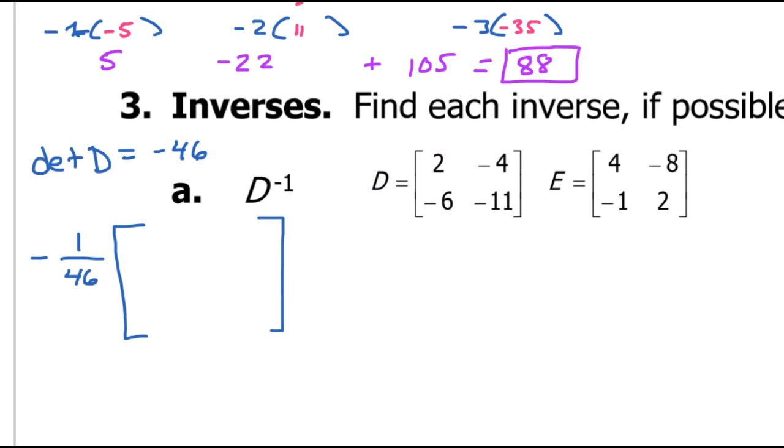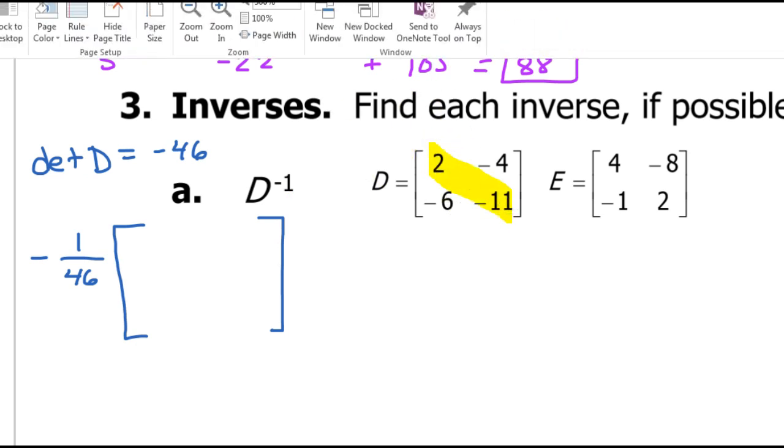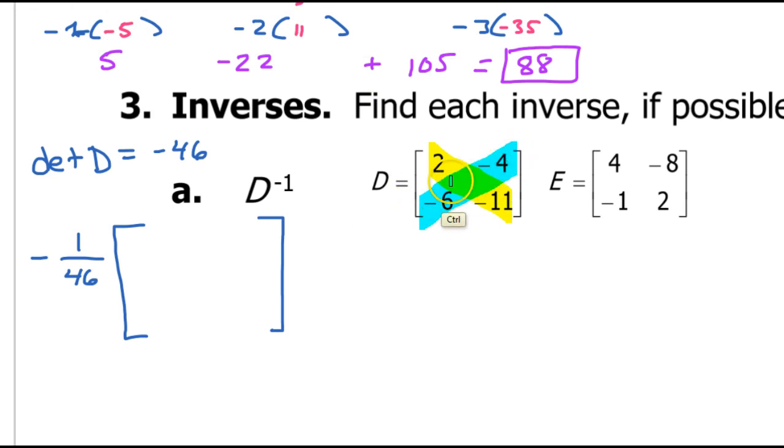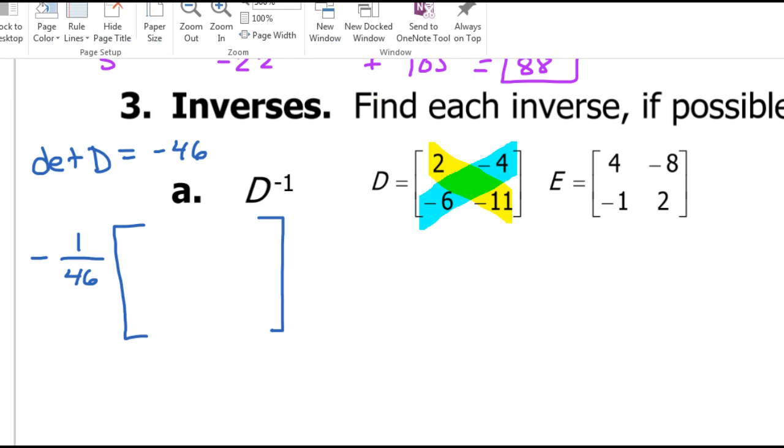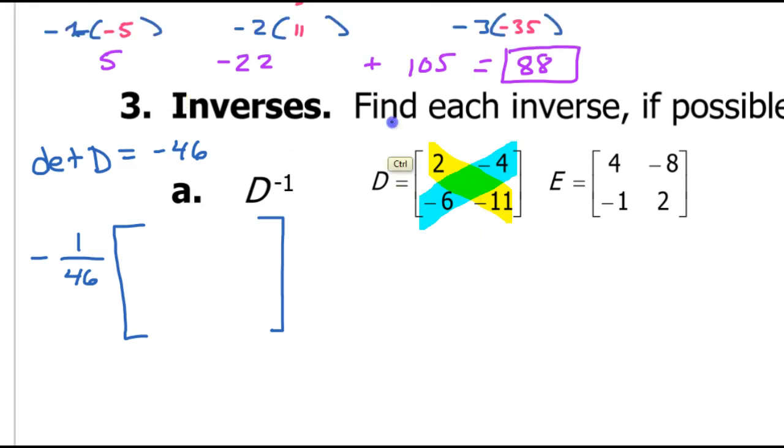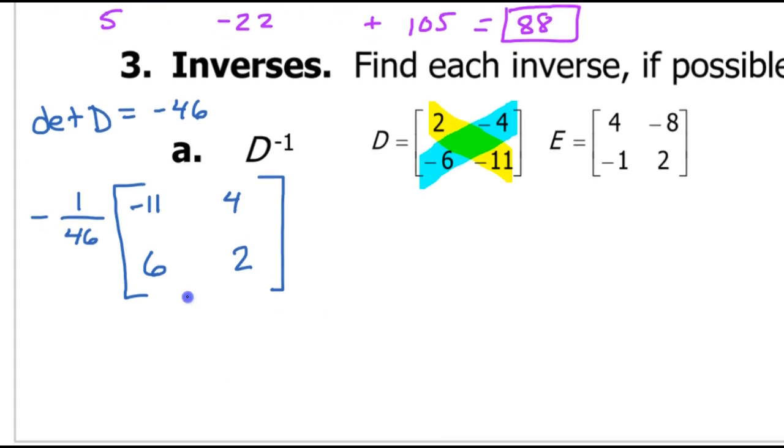Okay, so looking at matrix D, again, I'm talking about the down diagonal and the up diagonal, as I often do. So when I say reverse, I'm talking about reversing the down diagonal. And when I say negate, I'm talking about negating the up diagonal. So reversing the down diagonal means putting negative 11 here and positive 2 here. When I say negate, I'm just changing the signs. So negative 6 will become positive 6, and negative 4 will become a positive 4.